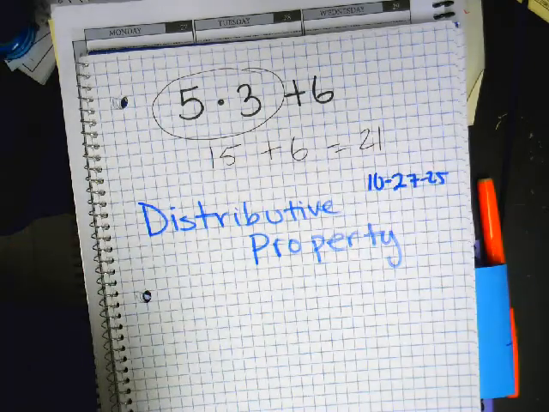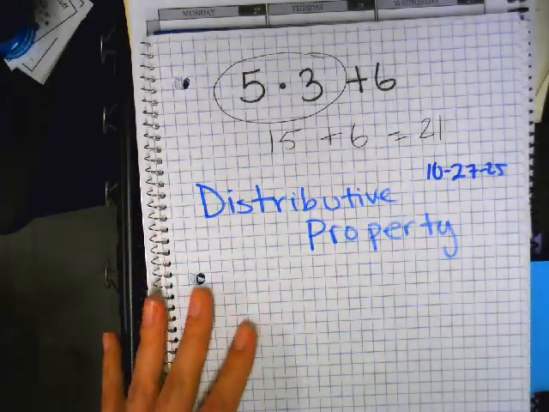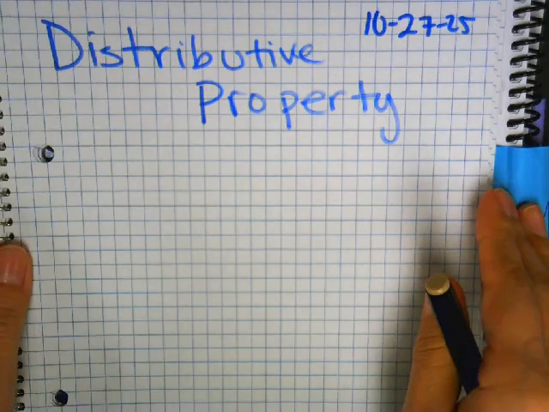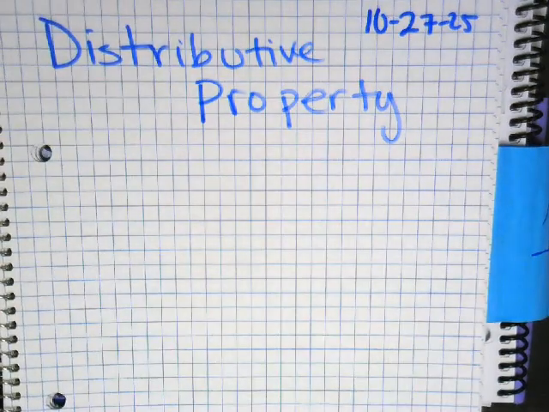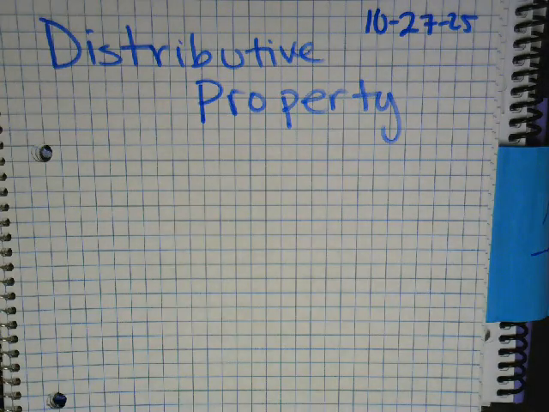Distributive property. Anybody? Anybody know? Anybody? Nobody? Well, you said break everything down. I need to see like a problem. Okay.